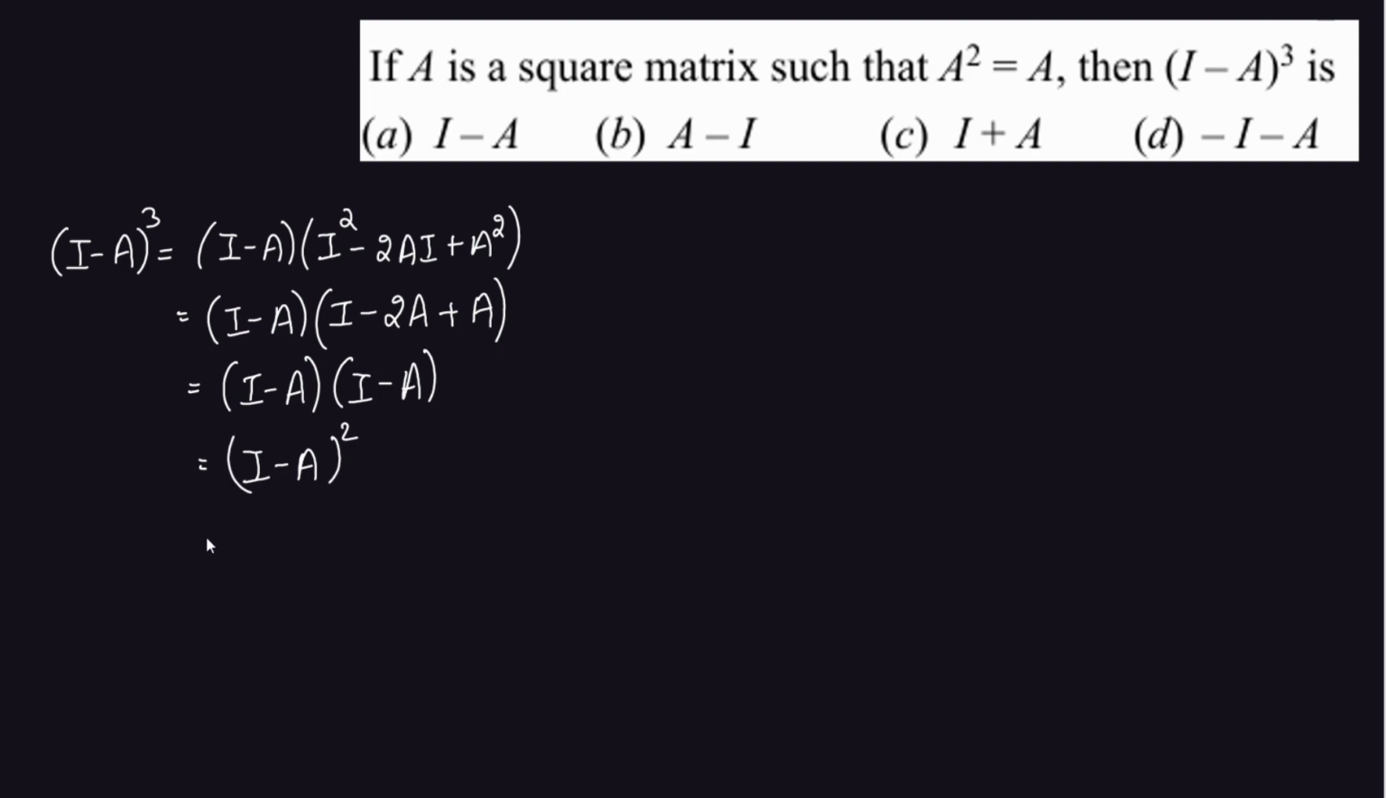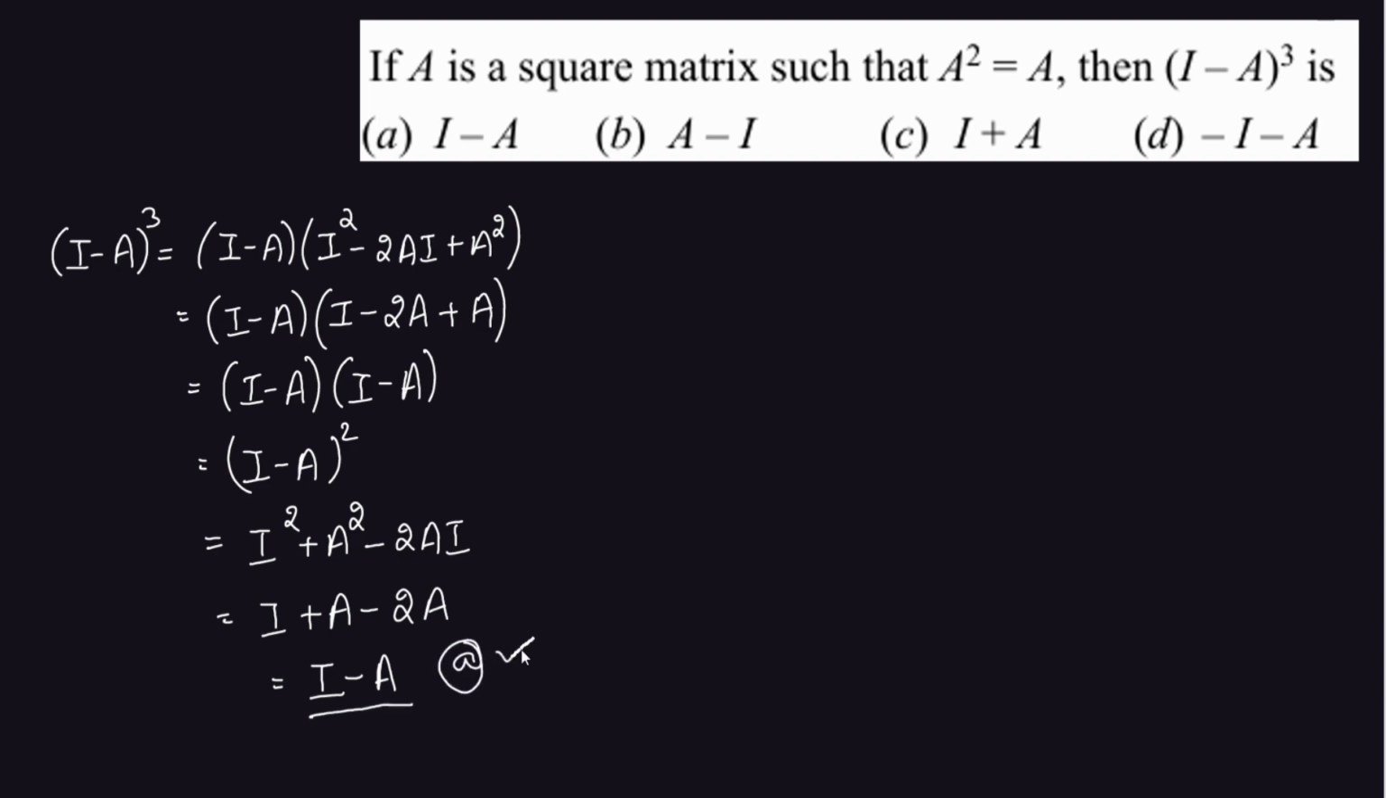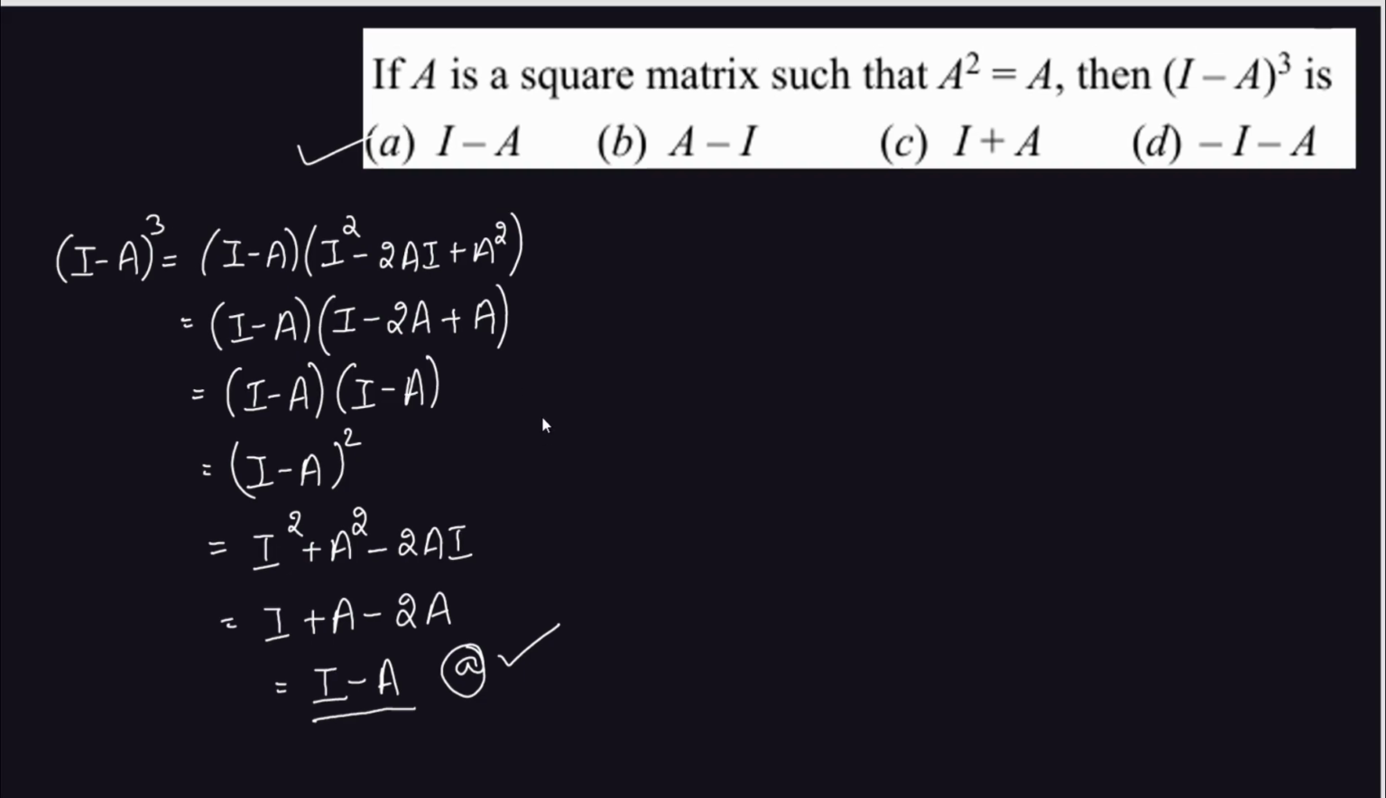Now this is similar to what? A minus B whole square. So what is A minus B? A square plus B square minus 2AB. What is this? So I square is I. What is A square? A square is A. A minus A into I is A. So what is this? I. A minus 2A is minus A. So this is my final answer. So LHS was I minus A whole cube. What I've got? I minus A. In which option do we have? In option A. So option A is my correct answer.